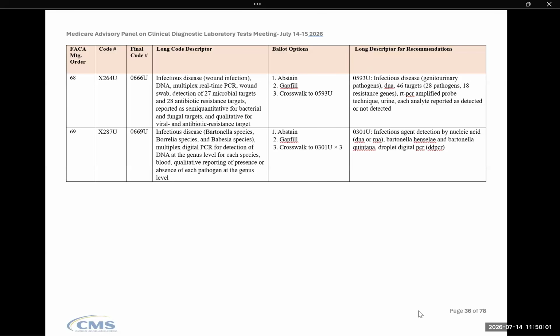Thank you so much. Do we have panelists or CMS? Does anyone have any questions about this code? All right, if not, panelists, please cast your votes.